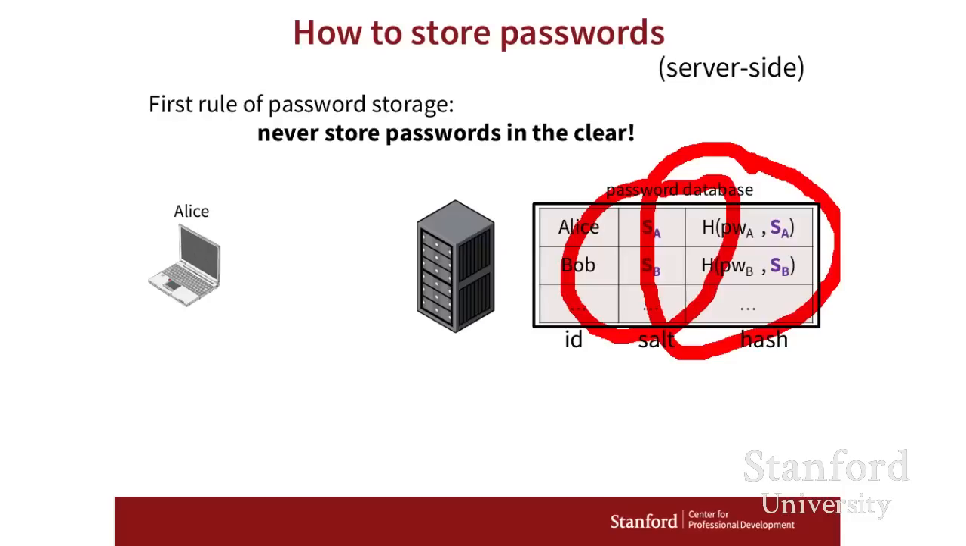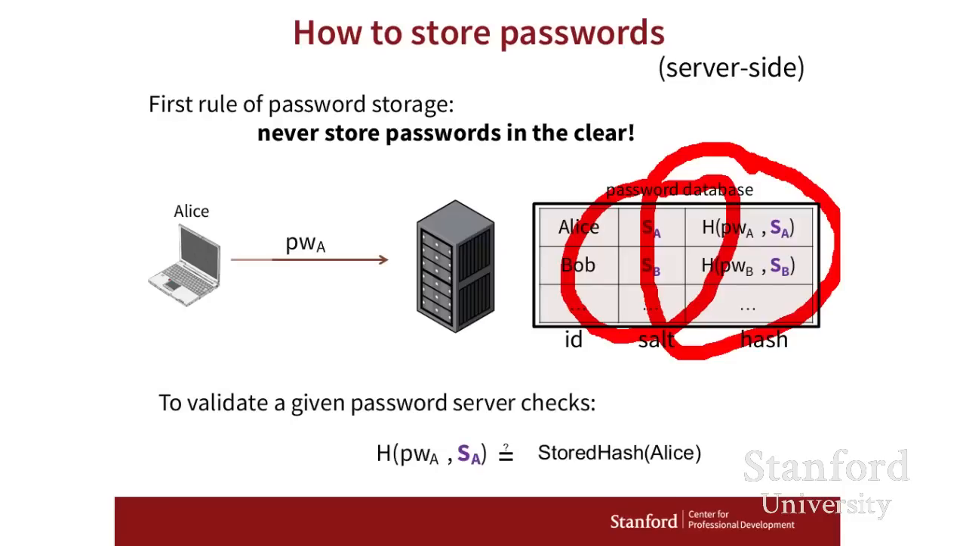Then when a user submits a password for login, what the server actually does is it simply hashes the password along with the salt and checks whether that's equal to the stored hash in the database. And if it is equal, then the login is allowed to go through. So again, this is why we use the salt and so on. This is fairly common reasoning in computer security.